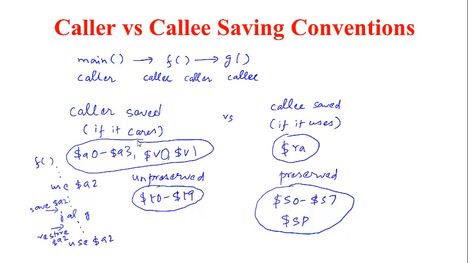Note that a register being caller saved versus callee saved is purely a convention. This is a convention followed by compilers. This is in no way enforced by the machine or hardware. If a compiler wants to follow a different convention, it can very well do so.